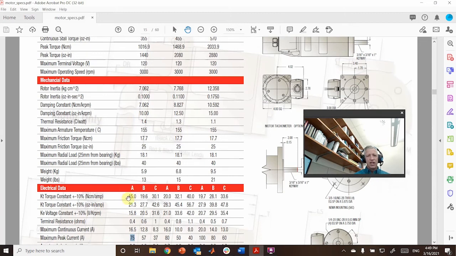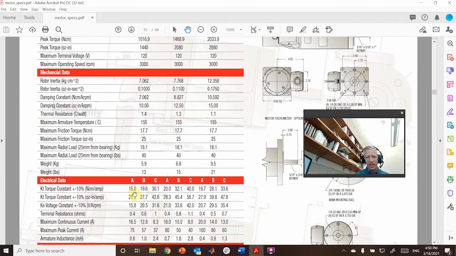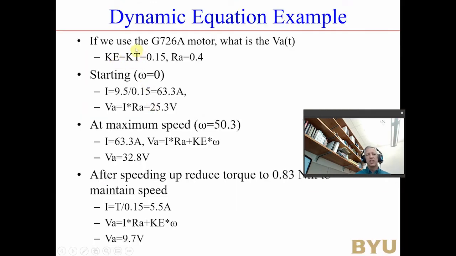Okay, so here is my torque constant, and this is in Newton centimeters instead of Newton meters. Converted, this becomes 0.15. I have a resistance of 0.4, and it has a peak current of 75. It has an inductance, but we're not really going to worry about the inductance for this simple problem. We're going to assume that our mechanics is going to dominate our speed. So we have the 0.15 and the 0.4. So let's go back. We're using a coefficient of 0.15 and a resistance of 0.4.